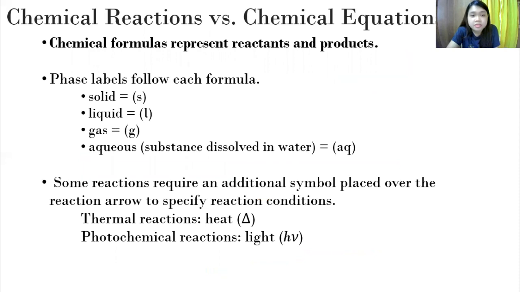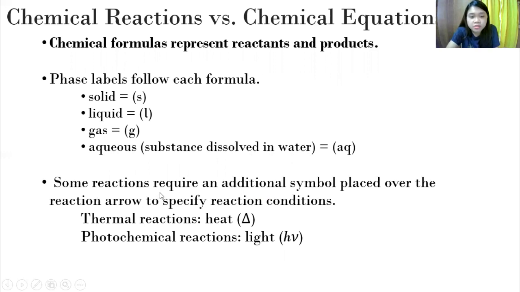taking phase labels for a chemical equation. It is necessary to label the chemical formulas present in a chemical equation so that you will be able to know their physical states. For solids, we write S, liquids L, gas G, and aqueous, these are substances dissolved in water, we use AQ.